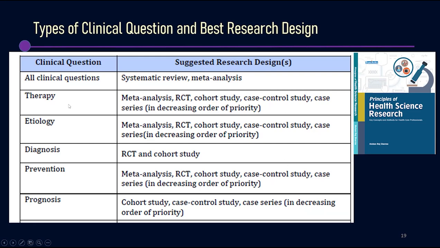If you are looking for an answer regarding a clinical question on therapy, then cohort study, case control study, and case series are the ones you should do, in decreasing order of priority. The same thing happens with etiology also. But for diagnosis, randomized control trials and cohort studies are recommended. For prevention, you can do RCT, cohort study, case control study, or case series, again in decreasing order of priority. And for prognosis also, these are the types of study you should be conducting to get the answer.